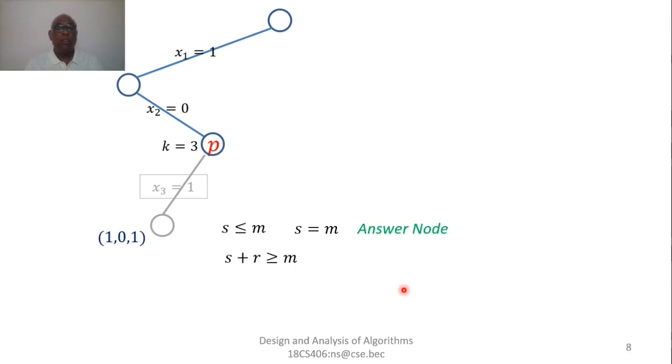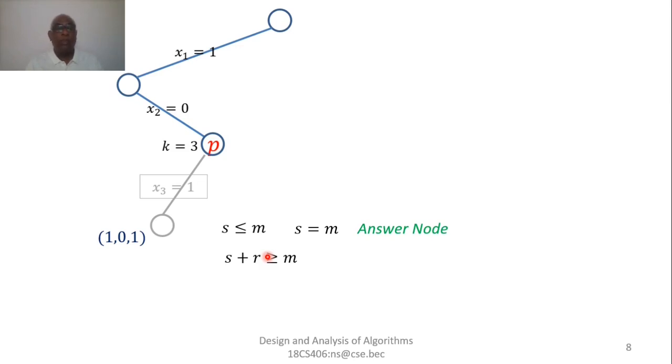As a result, the conditions to be satisfied by the partial solution can be expressed in simple terms as S should be less than or equal to M. Of course, if S is equal to M, then it becomes the answer node. And the second condition to be satisfied by the partial solution is S plus R should be greater than or equal to M.